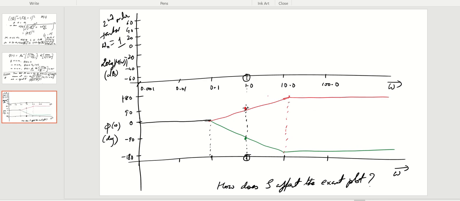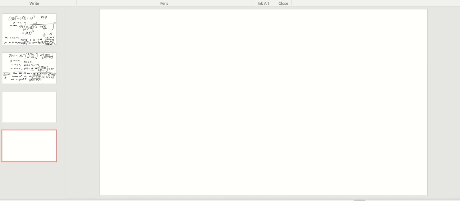Excellent. Right. So the point is, how does zeta influence this? Now in order to understand that, let us go to the next slide. What you have to remember therefore is, as zeta tends to 0, what happens? What is the behavior of that phase function as zeta tends to 0?